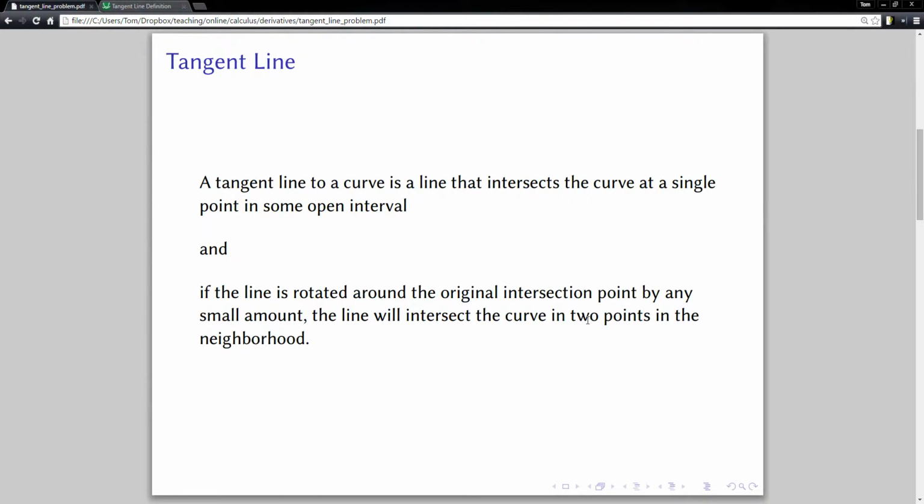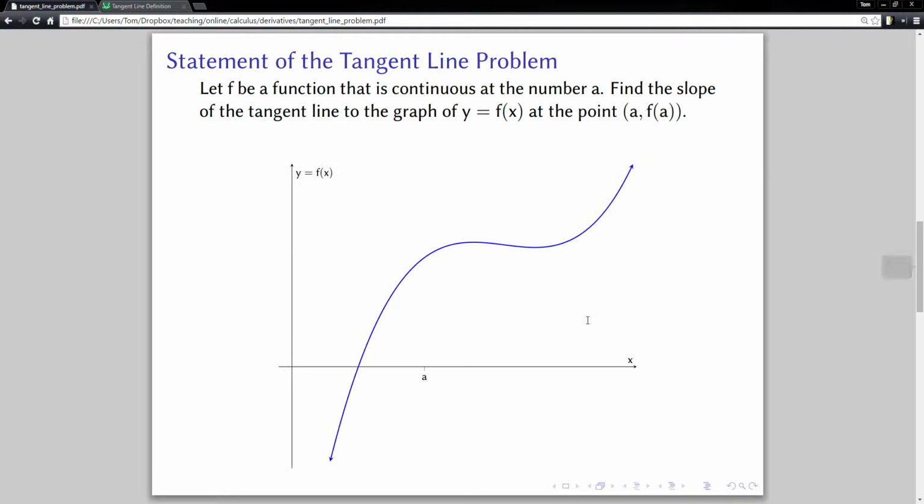And then the problem that we want to look at, the tangent line problem itself, is this problem right here. Let f be a function that is continuous at some number a. So we'll have the graph of the function here, and here's a on the x-axis. Since f is continuous at a, I know that there's a point on the graph at a, and that point would be (a, f(a)), directly above or below a. At that point, what we want to know is, what is the slope of the tangent line there? How can we figure out what that is?